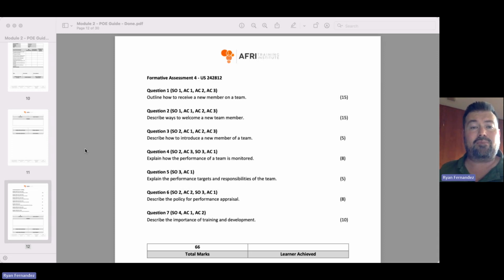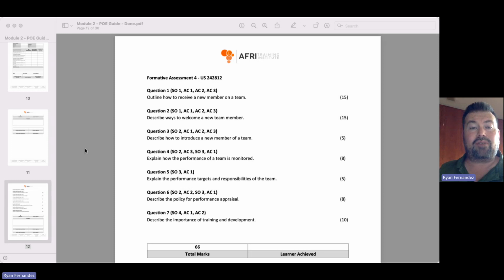All right, then question number 2, describe ways to welcome a new team member. Obviously they've arrived, now you need to welcome them. On page 7 and 8 of your learner guide, they're going to give you quite a large chunk. Look at the headings that they have on page 7 and page 8, and again, contextualize it to the way that you would welcome a new member.